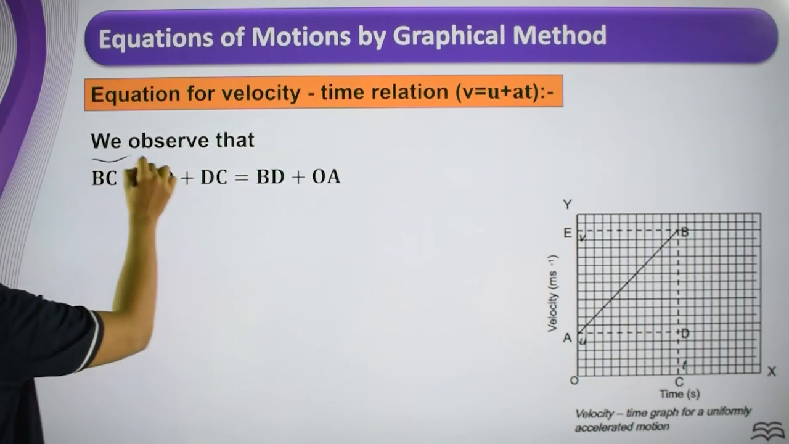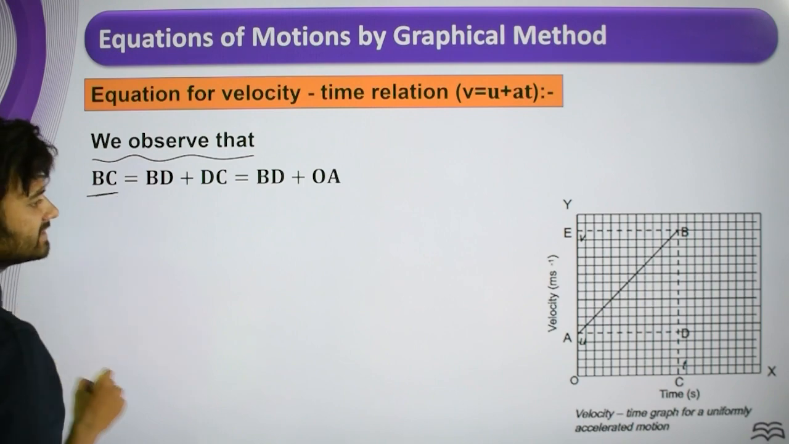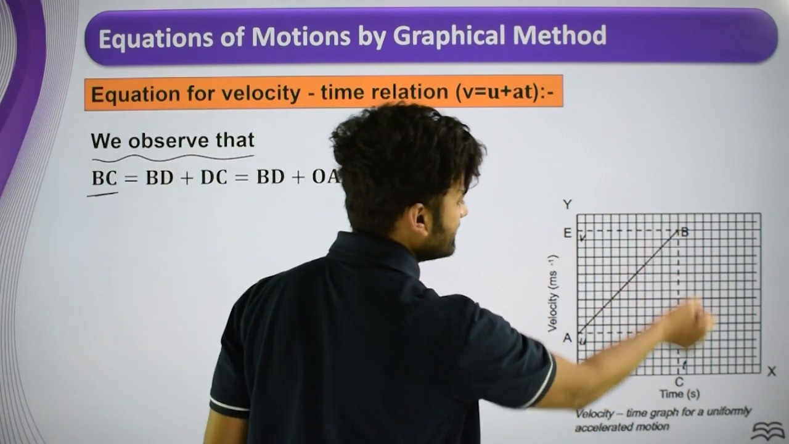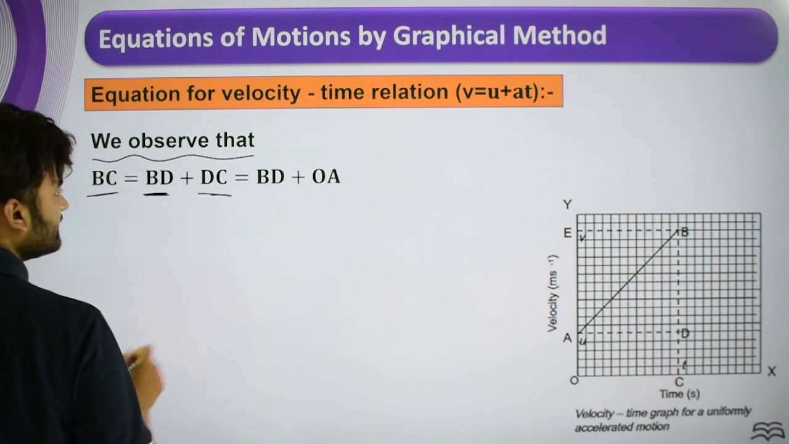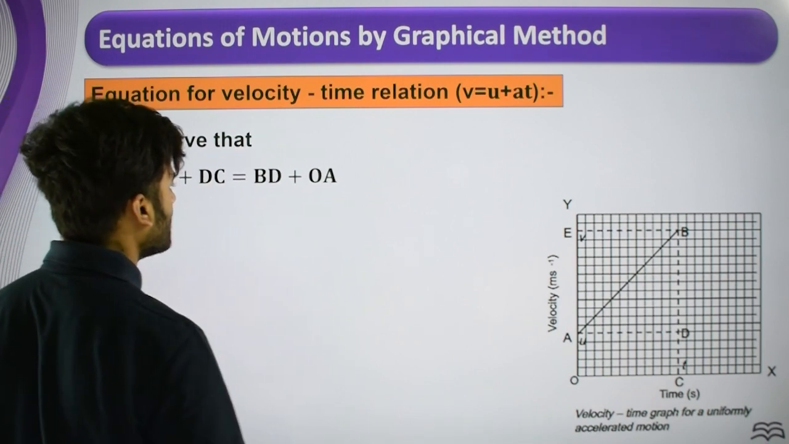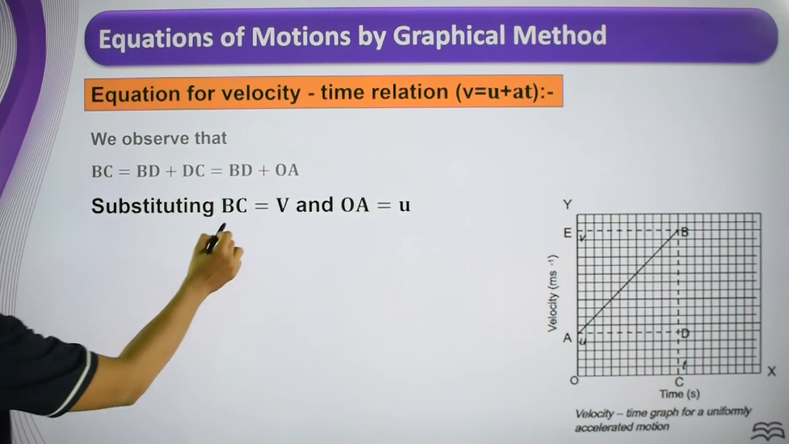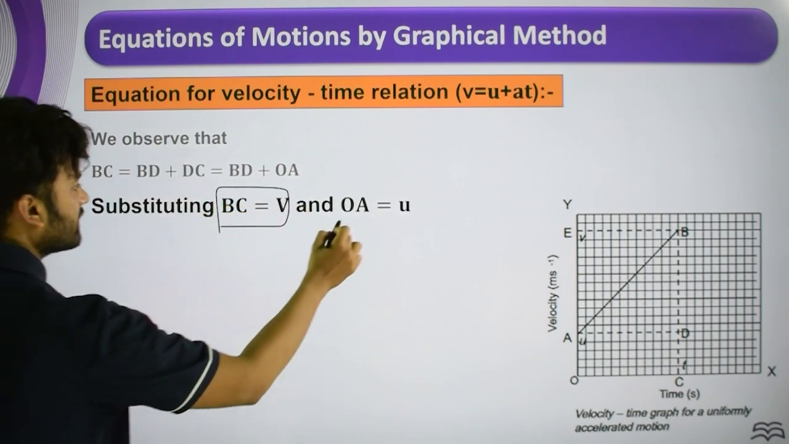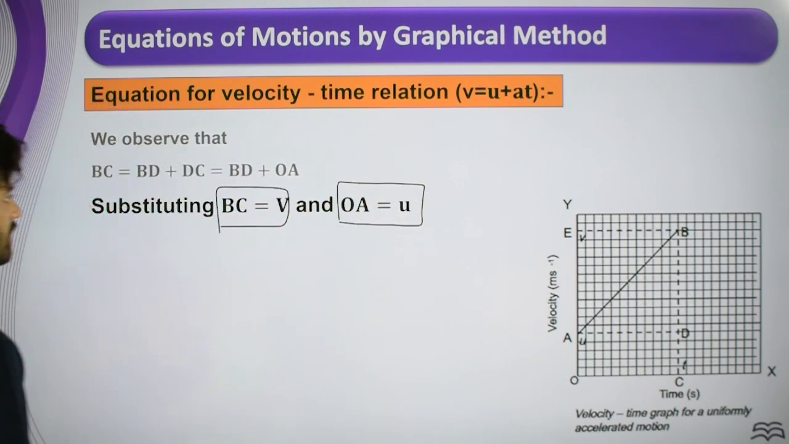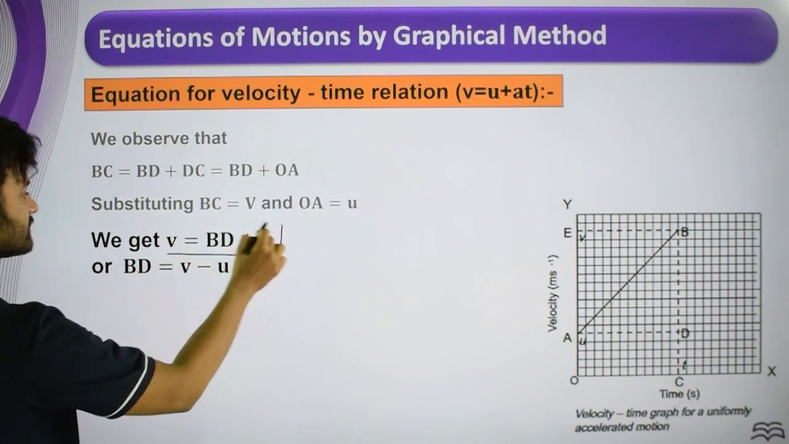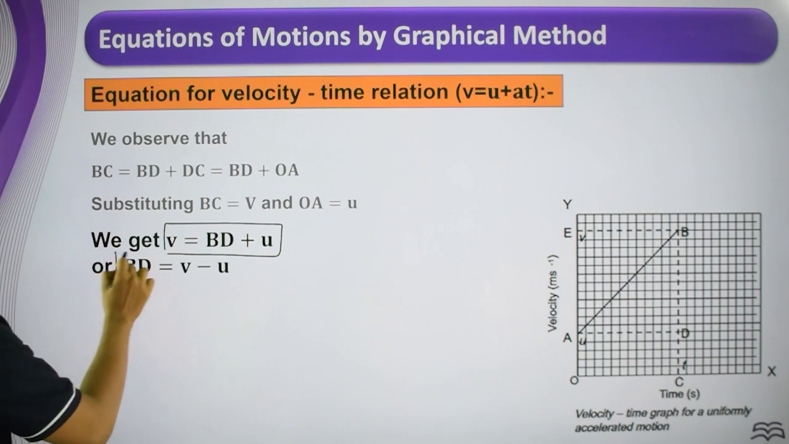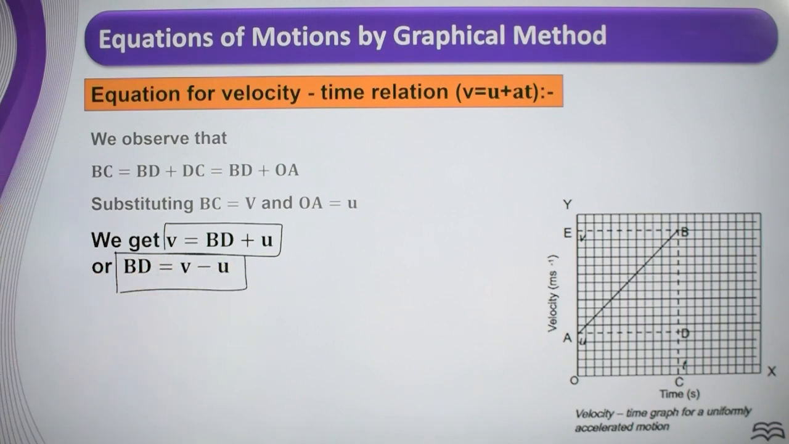We can observe one thing here: BC, where is BC? BC is something like this. BC is equal to BD plus CD, or you can write BD plus OA. And what is BC? BC is your v, and OA is your u. By putting the values, we get v is equal to BD plus u, or BD is equal to v minus u.